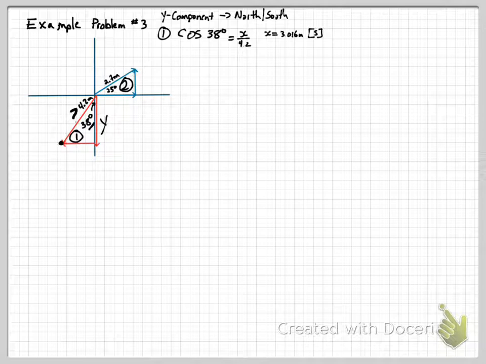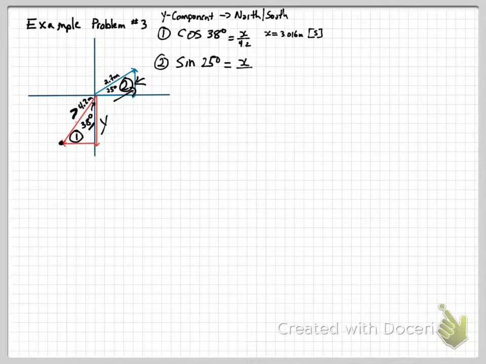We're going to do the same thing for triangle number 2. So we're looking at trying to figure out the y component there. So that one's now going to be opposite over hypotenuse. So that's going to be the sine of 25 degrees. So sine 25 degrees equals x over 2.7. x is then going to equal 1.141 meters, and that's going to be north.